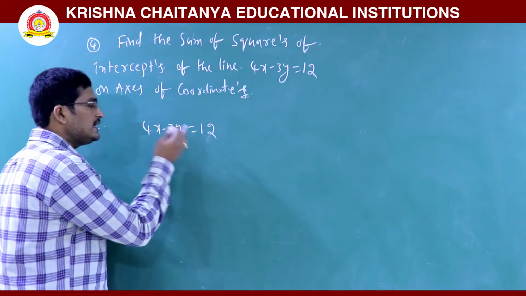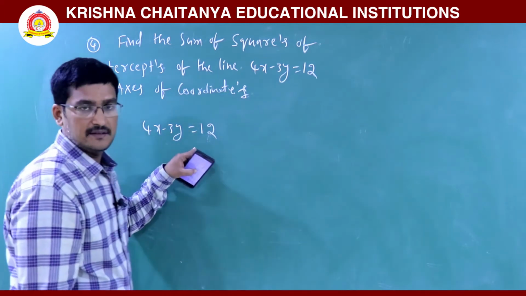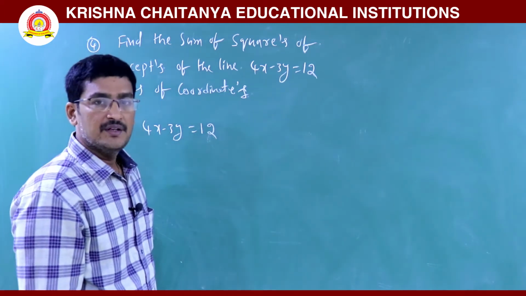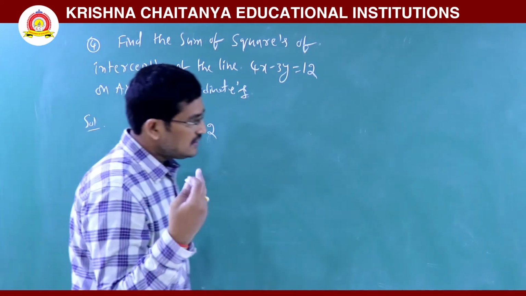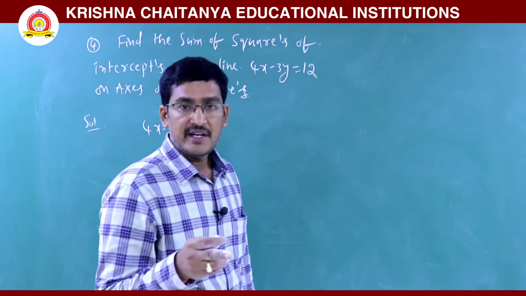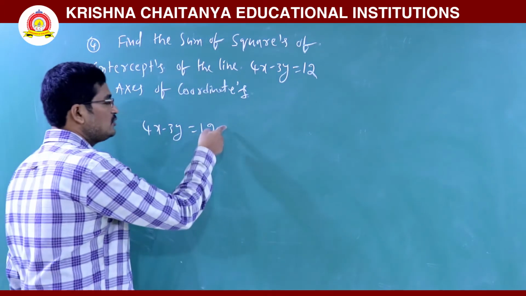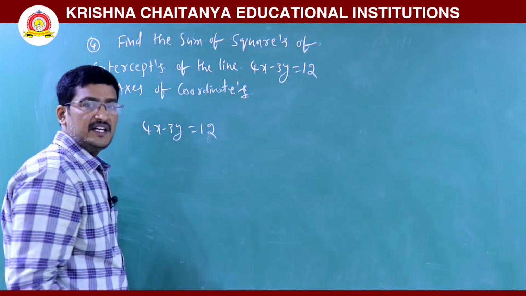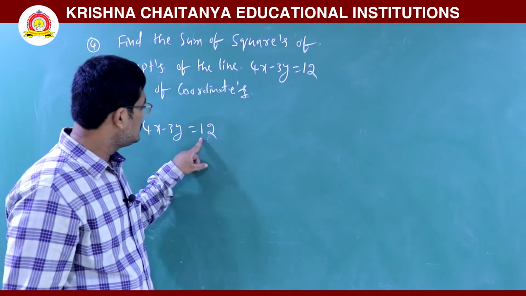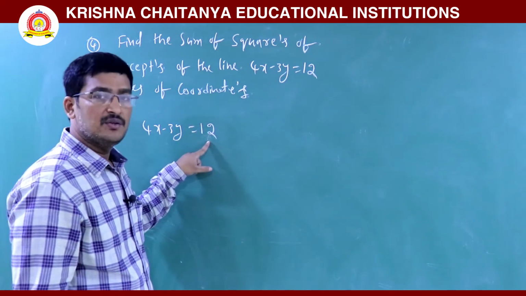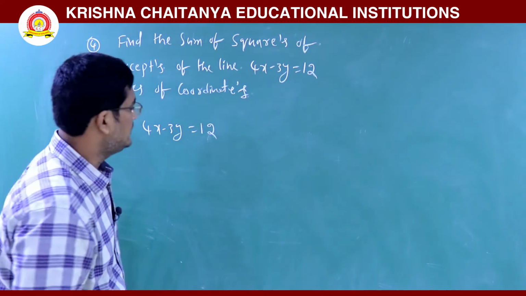To get the intercept form of this straight line, first you have to divide the complete equation by the right side value, which is 12. Why? Because the intercept form of the straight line, x by a plus y by b is equal to 1, has a right side value of 1. So first we have to make the right side value 1. To get that, we have to divide the complete equation by 12.